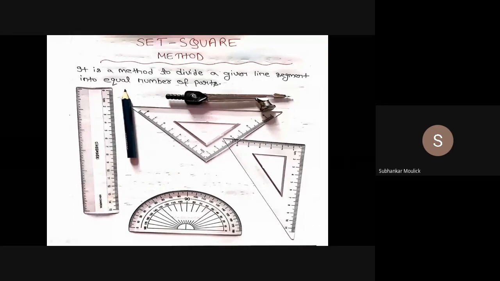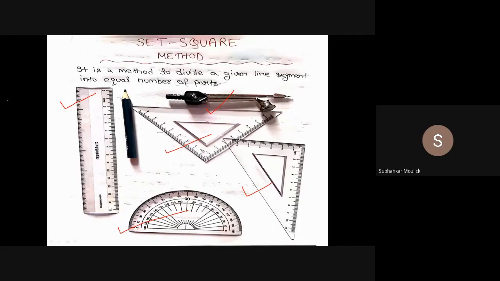Those instruments are your scale, two set squares, that is 30, 60, 90 and 45, 45, 90. One big size 360-degree protector. Don't use this small 180-degree protector. Use the big size 360-degree protector. There is a reason why I am telling you. And lastly, you will be requiring this compass. Is it clear to all of you the different instruments which I need for this method? Yes, sir.